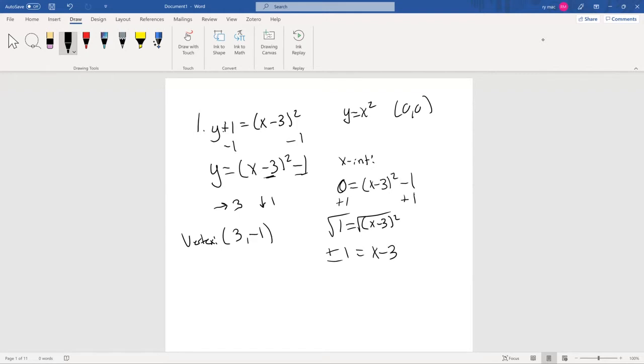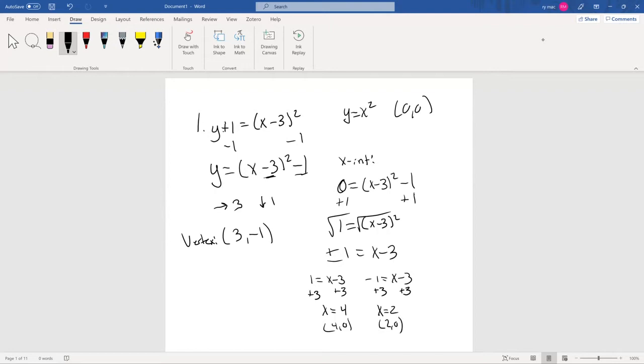So then we'll break it apart. We'll say 1 equals x minus 3, and the other one will be negative 1 equals x minus 3. So if we add 3 on both sides for both, we get x is equal to 4 and x is equal to 2. So those are our two zeros. You could also say that they have points on the graph 4 comma 0 and 2 comma 0.